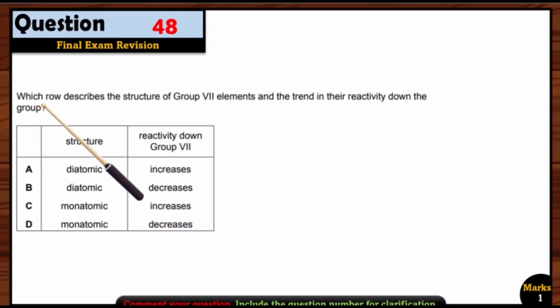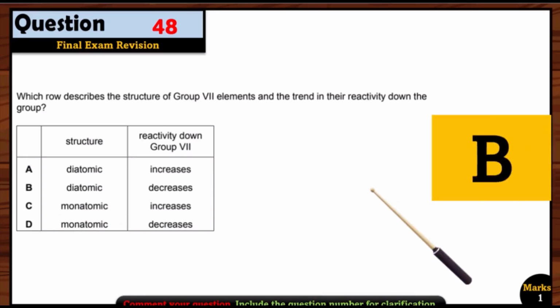Question 48. Which row describes the structure of group 7 elements and the trend in their reactivity down the group? Okay, so structure, of course they are diatomic molecules, so A or B can be right. What about the reactivity? Reactivity in group 7 always decreases down the group. Remember, fluorine is always the most reactive one. So if you memorize that fluorine is the most reactive among its group members, you will always remember that reactivity is decreasing down the group. So that's why option B is the right option here.